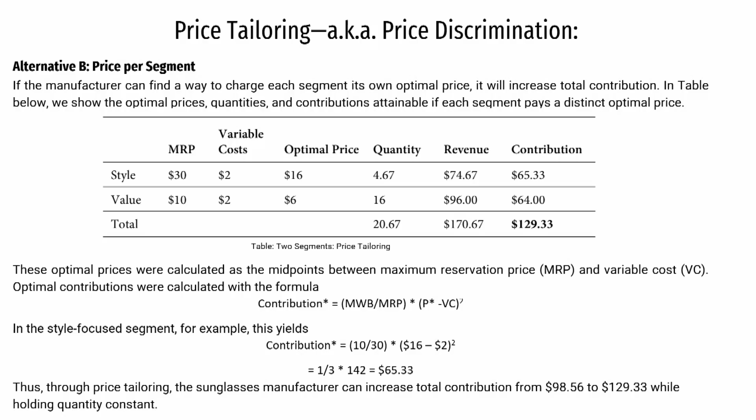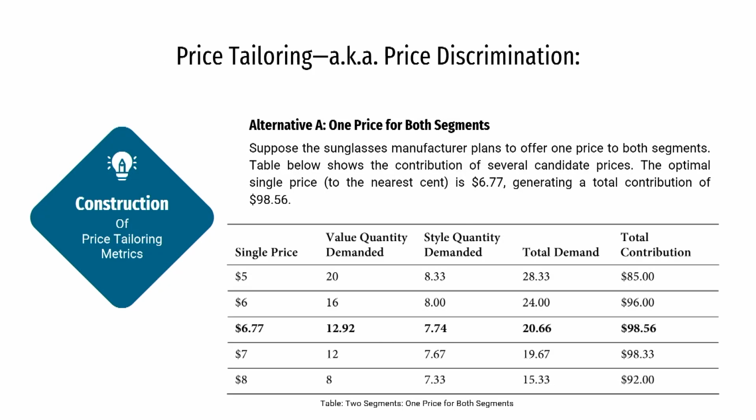Now, let us look at another scenario where we are pricing the value segment differently from the style segment. If the manufacturer can find a way to charge each segment its own optimal price, it will increase the total contribution. You can see in this table the optimal prices, quantities and contribution attainable if each segment pays a distinct optimal price. For the style segment, the MRP, maximum reservation price, is $30; for the value segment the MRP is $10. We also know that the variable cost is $2, and that is how it is calculated here, right.